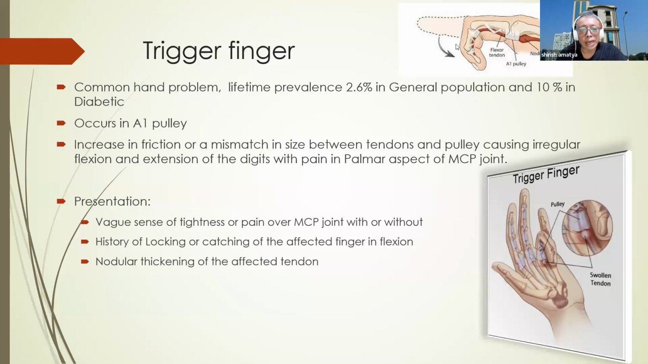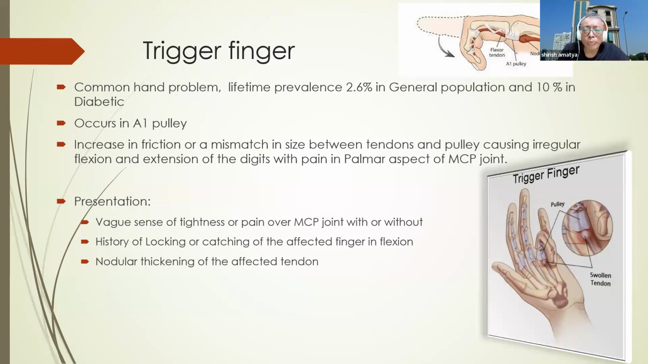There can also be pain in the palmar aspect of the metacarpophalangeal joint. As shown in this picture, you can see there is a mismatch in size between the A1 pulley and the flexor tendon. Similarly, in the picture on the lower side, you can see the flexor tendon is swollen and nodular, so it cannot glide through the A1 pulley nicely. And if it glides, then the finger will be locked.